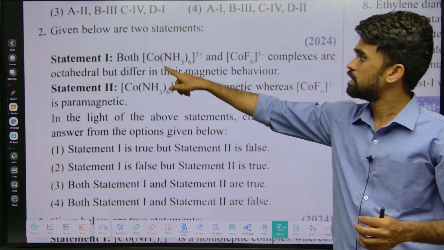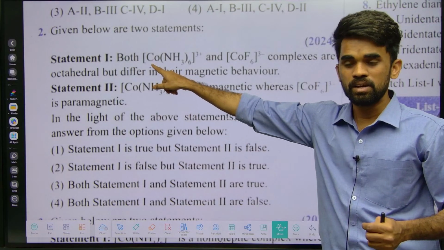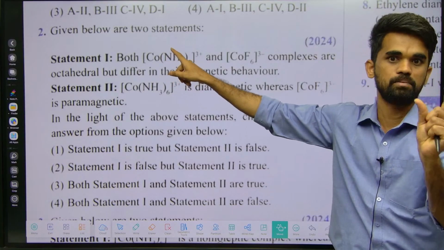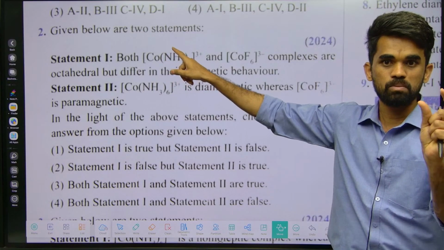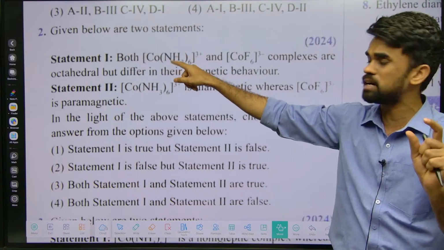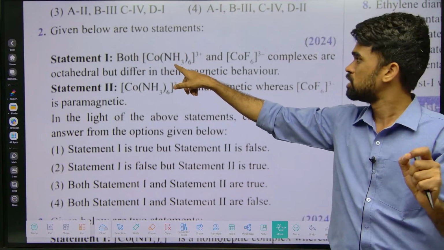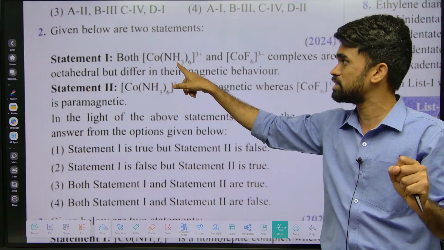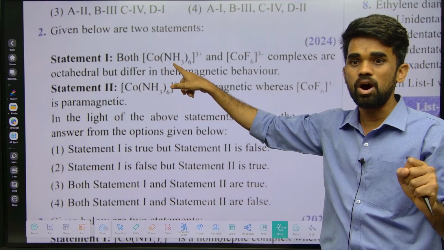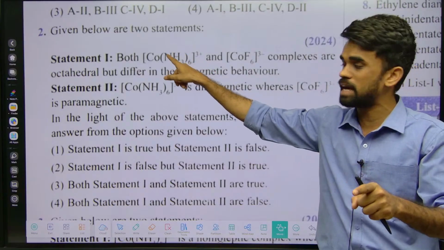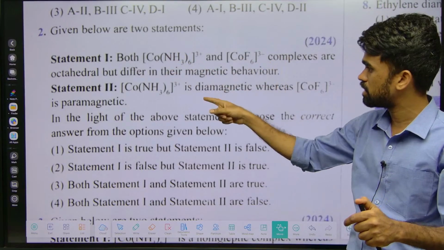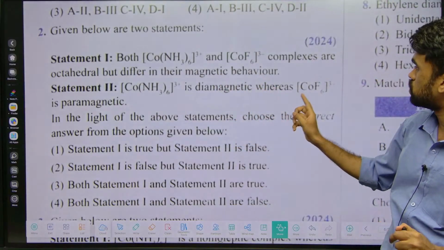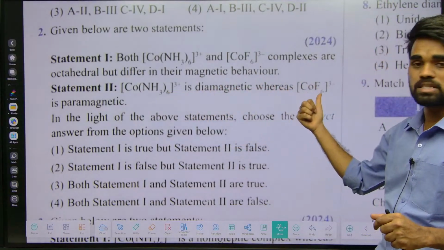So from that, what is the oxidation state? +3. Most of the time whenever I solve questions, I have taken cobalt complexes, if you observe, and iron complexes, because mostly they will ask on those only. So +3 oxidation state means d6 with a strong field ligand. What happens? All electrons will get paired up, so it is diamagnetic, while the other is paramagnetic. Based on that you can solve this. Both statements are correct, I think. This is diamagnetic, that is paramagnetic.